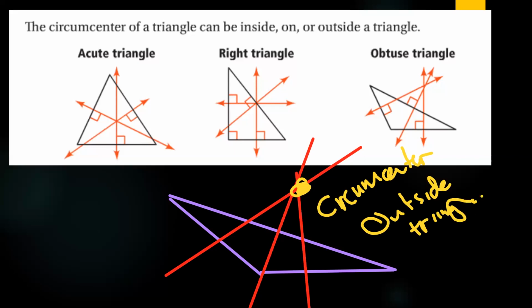So don't say, teacher, the circumcenter of a triangle is only on the obtuse. No, it could be on the obtuse, on the right, and on the acute triangle, and it could be inside or outside the triangle depending on where they are located.